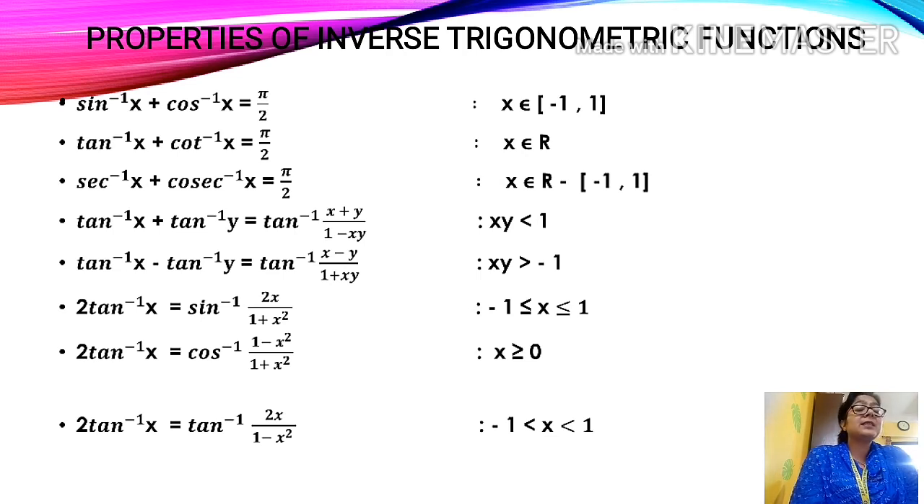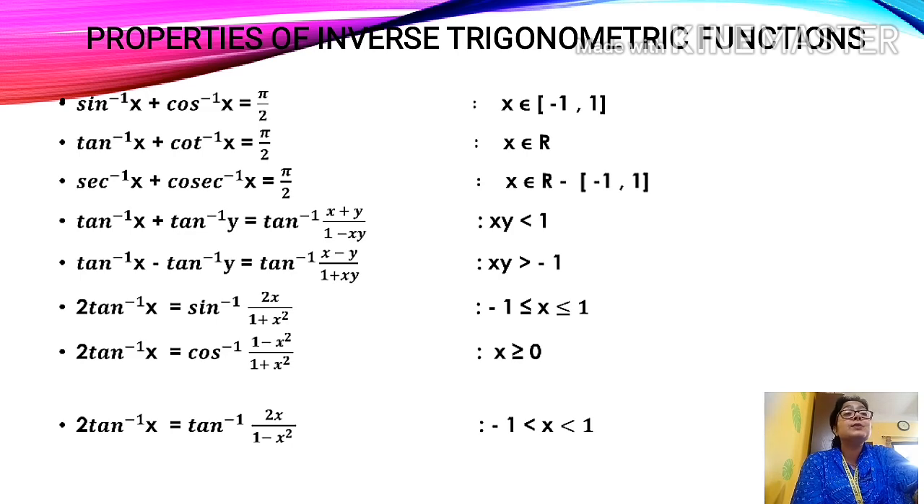2 tan inverse x is equal to sin inverse of 2x by 1 plus x square. And 2 tan inverse x equals cos inverse. These are also three same type of formulas you can remember. At least one you remember. Then 2 tan inverse x equals cos inverse of (1 minus x square) by (1 plus x square). 2 tan inverse x equals tan inverse of 2x by (1 minus x square).